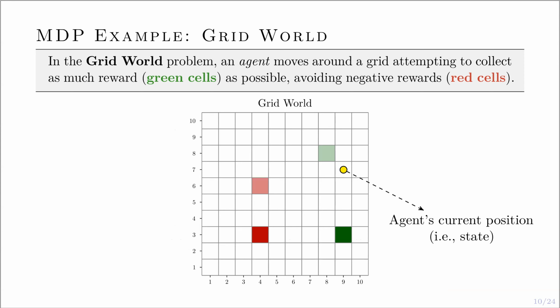So now I'm going to detail an example MDP, which I always love to fall back on, called the grid world. So in the grid world, there's an agent here shown in yellow that moves around a grid attempting to collect as much reward in the green cells as possible, while avoiding negative rewards shown in the red cells.